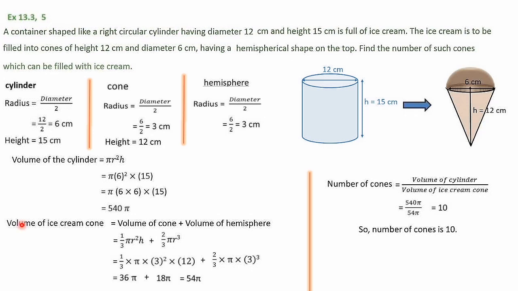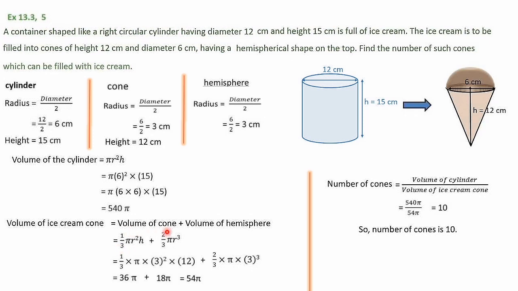Next, we will go for the volume of the ice cream cone. So the volume of the ice cream cone, in the sense, there are two solid shapes added here. One is the conical portion, another one is the hemispherical portion. So that means volume of cone plus volume of hemisphere. This full shape is called the ice cream cone. So this ice cream cone has a conical portion and a hemispherical portion. For finding the volume of the ice cream cone, we must add these two shapes' volumes.